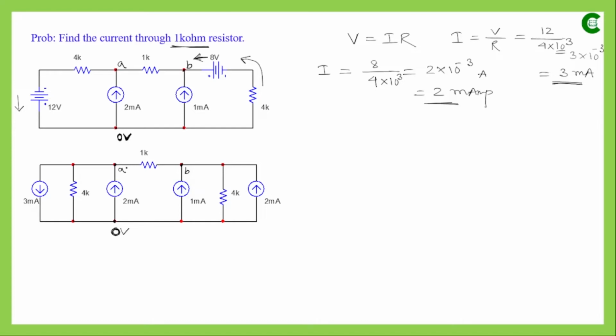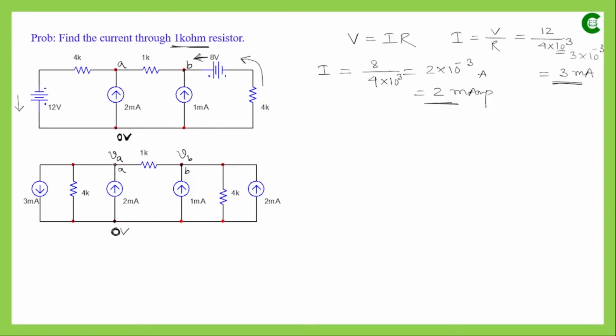Then at the rest of the nodes, we will be applying node analysis. For doing that, we have already identified the principal nodes. We have chosen our reference node, and next we will assume the potential at the rest of the principal nodes. So at this node, let's assume the potential is VA, and at this node, let's assume the potential is VB. Now we will apply the concept of KCL and we will form the node equations.